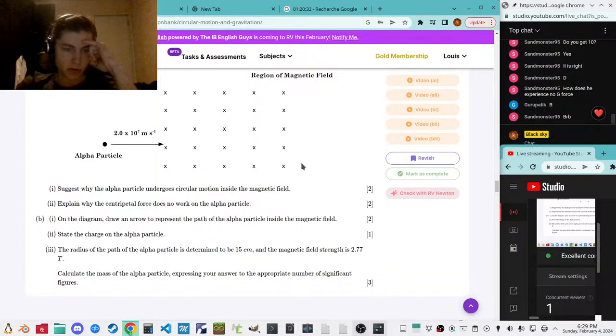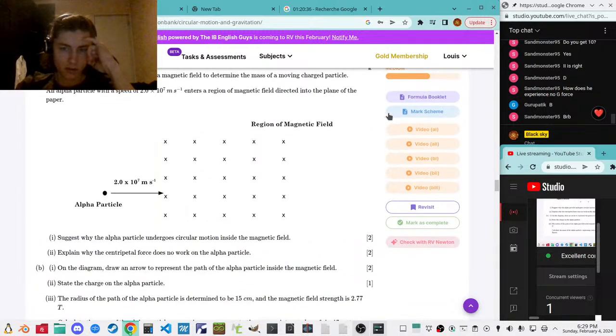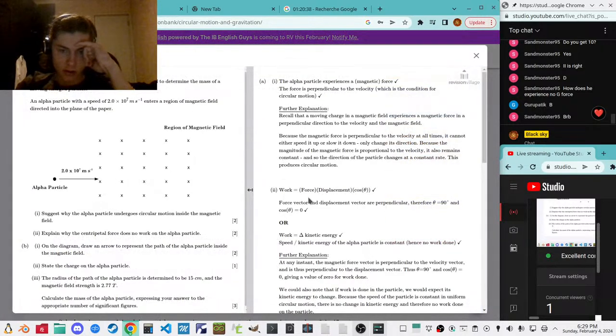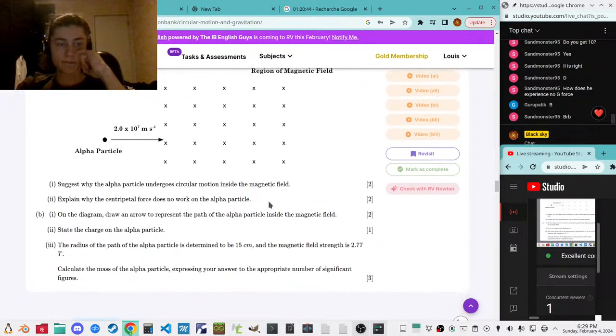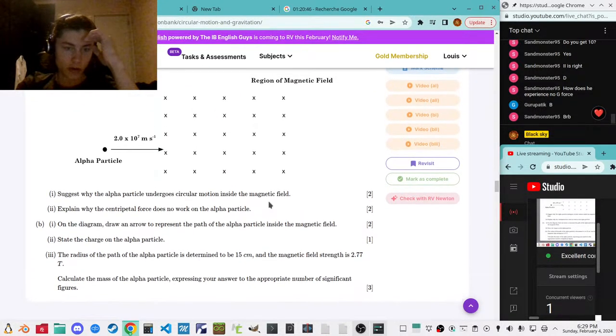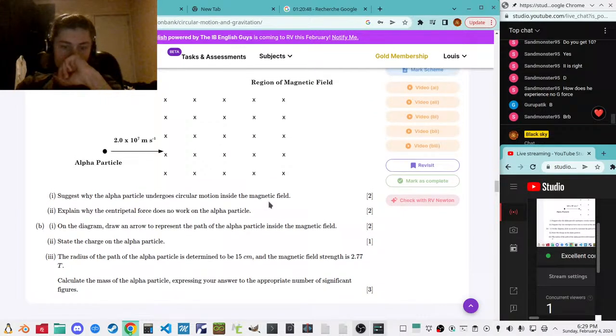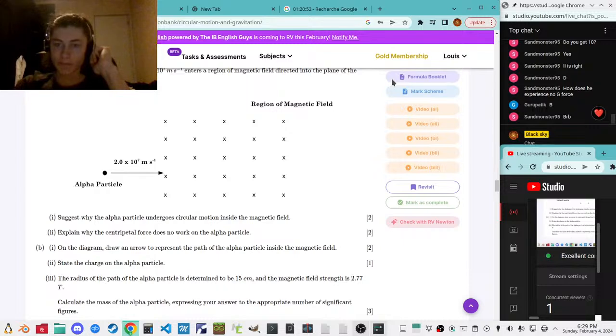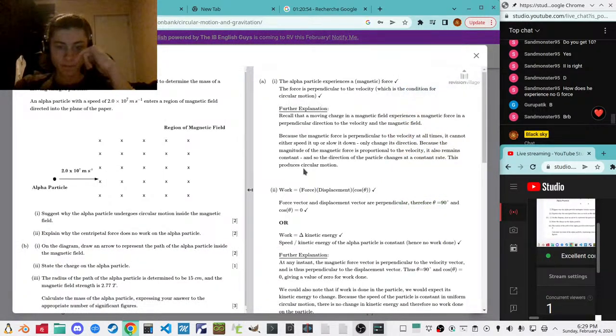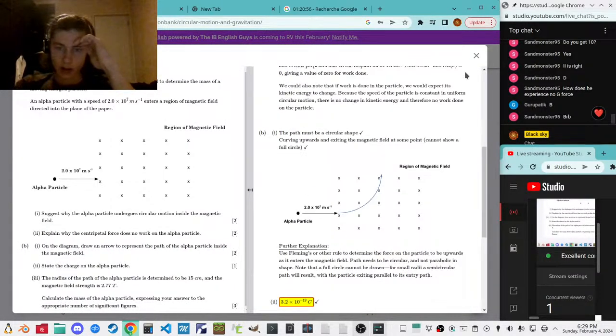Next, why the centripetal force does no work? Because there's no displacement. Correct. Vector displacement is 0. That's correct. On the diagram, draw an arrow to represent the path of the alpha particle inside the magnetic field. It would be like this. Yep.